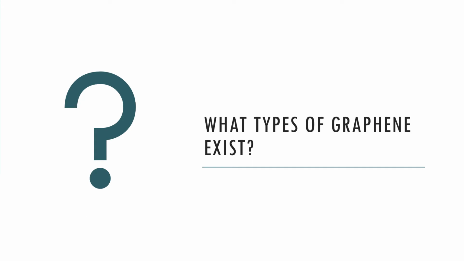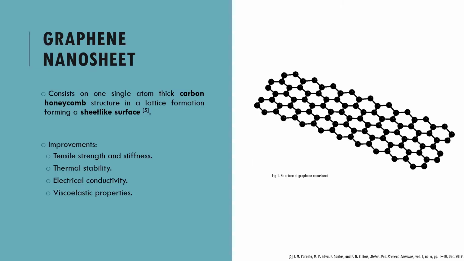But what is graphene and what types of graphene exist? The most basic type is called graphene nanosheet. It consists of a single atom thick carbon honeycomb structure in a lattice formation forming a sheet-like surface. It offers improvements in the tensile strength and stiffness, thermal stability, electroconductivity, and viscoelastic properties.